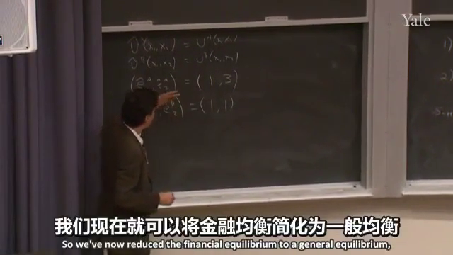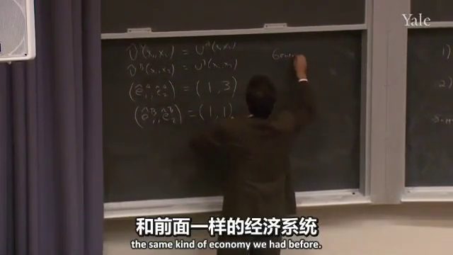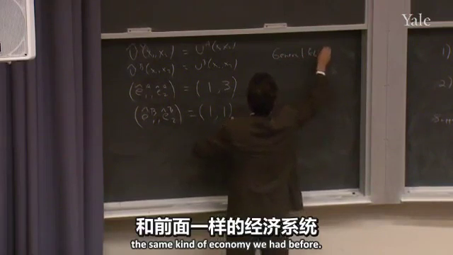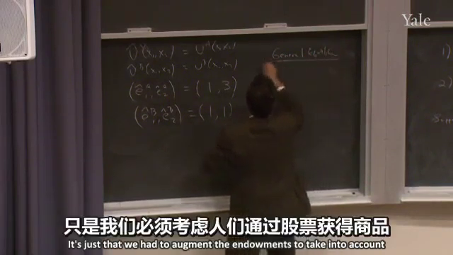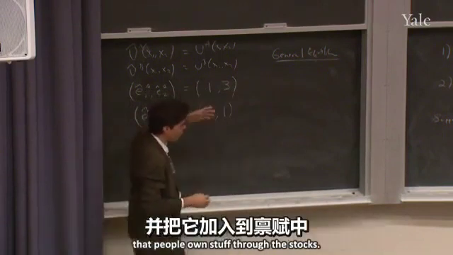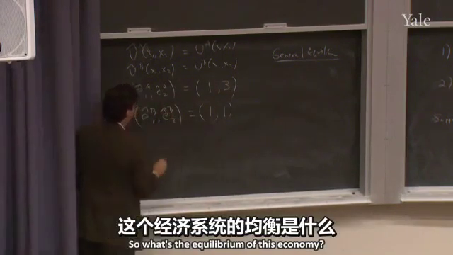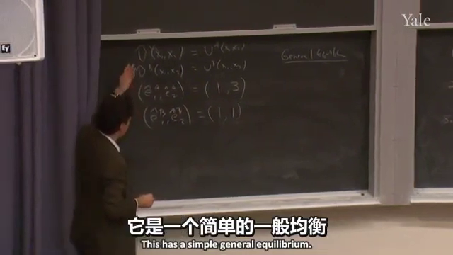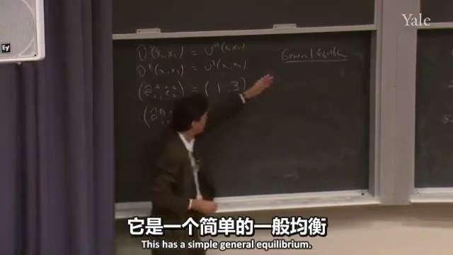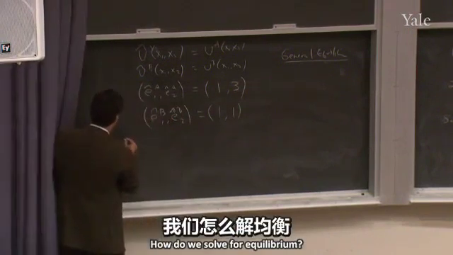So we've now reduced the financial equilibrium to a general equilibrium, the same kind of economy we had before. It's just that we had to augment the endowments to take into account that people own stuff through the stocks. Okay? So what's the equilibrium of this economy? This equilibrium has a simple general equilibrium. Okay, so what is it? How do we solve for equilibrium?